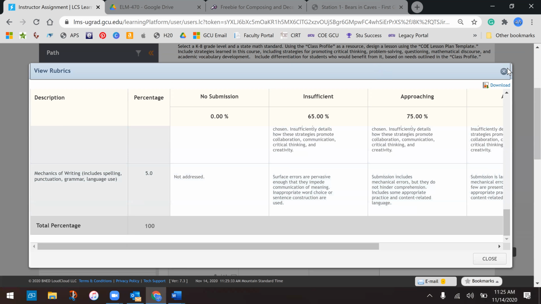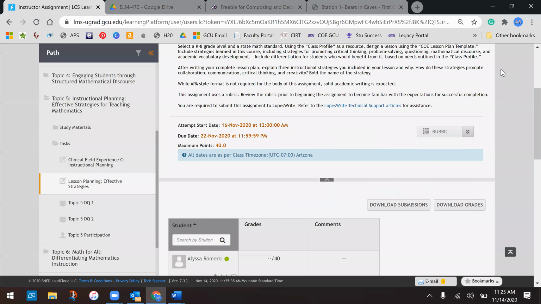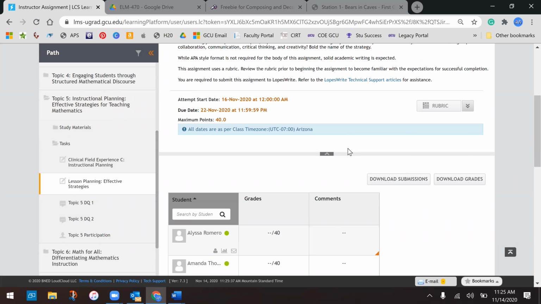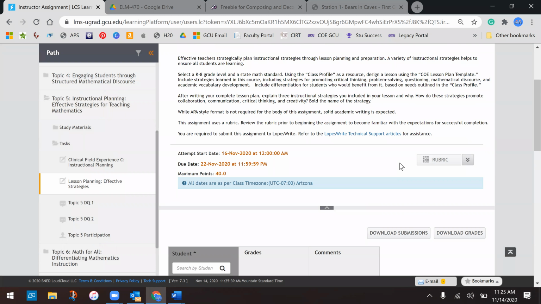And so this is how your lesson plan assignment will be graded. If you have any questions as you're working through this assignment, don't hesitate to reach out.